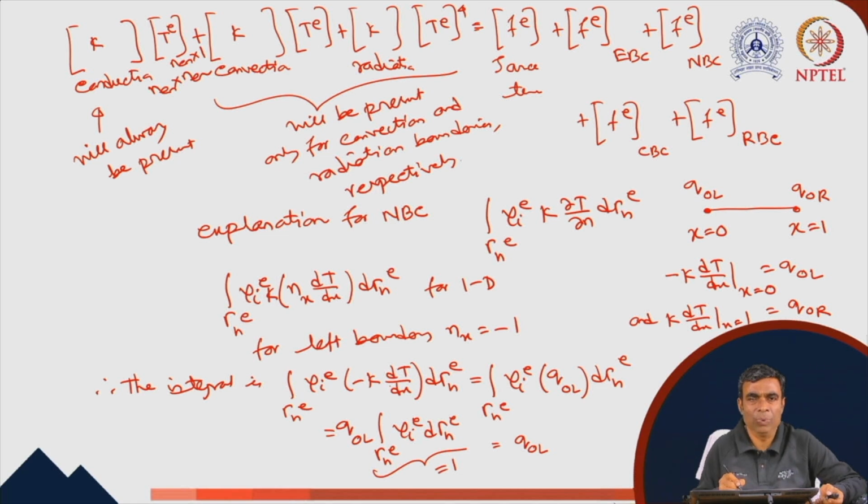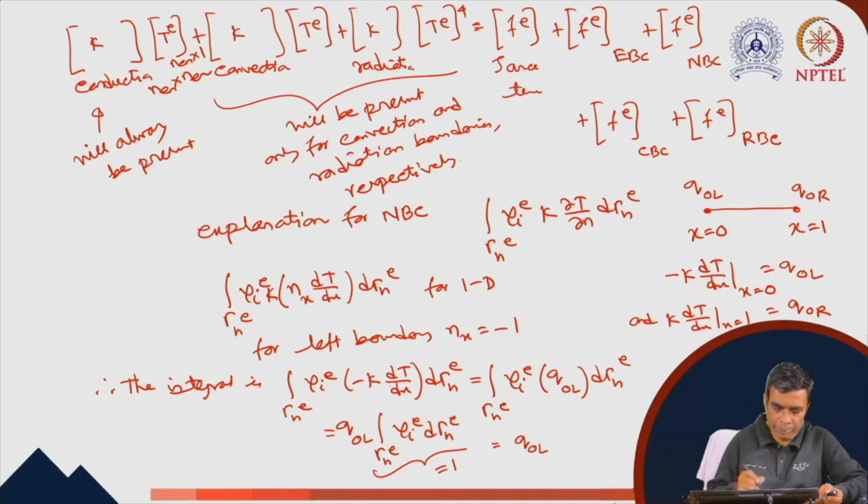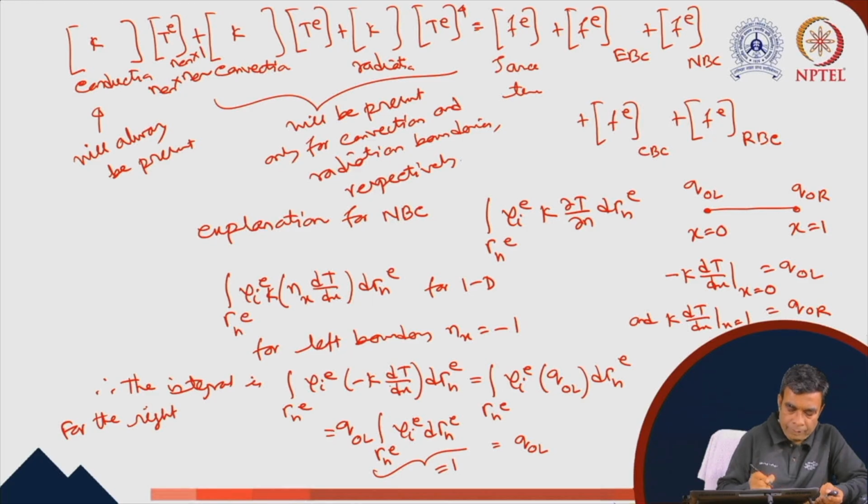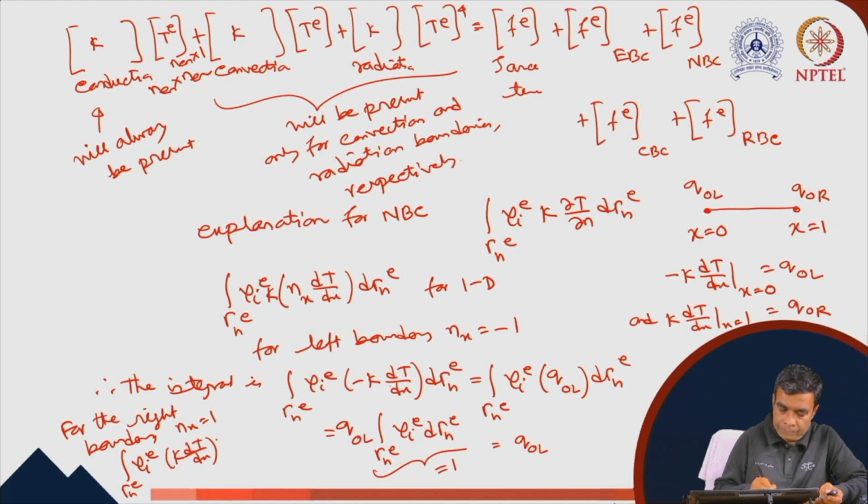The integrand finally reduces to the entire heat flux for a bar. Now, similarly, if we consider the right boundary, it can be easily shown in a similar manner that the heat is added to the boundary as q_0R contribution. For the right boundary, integration over Γ_h^e ψ_i^e. Now, at the right boundary, n_x equals 1. So, we are getting ψ_i^e into k dT/dx dΓ_h^e. This becomes equal to q_0R.